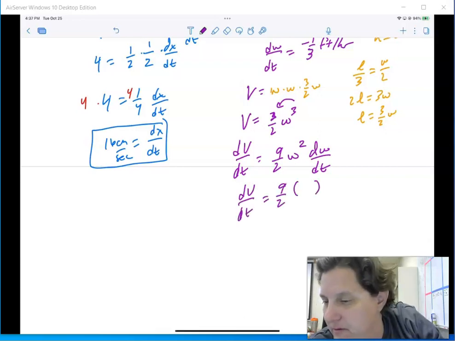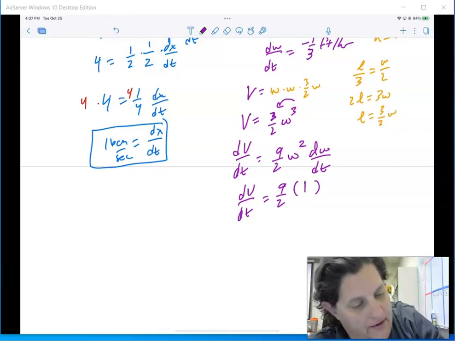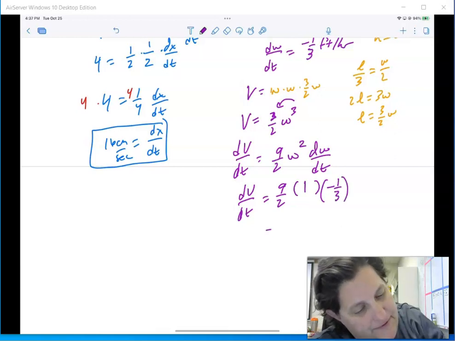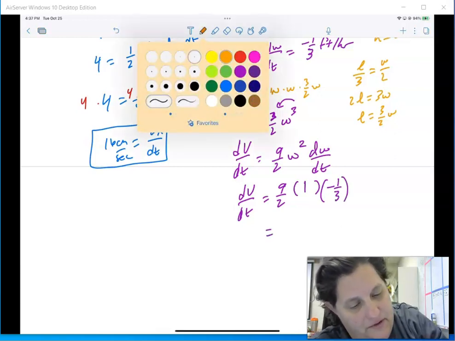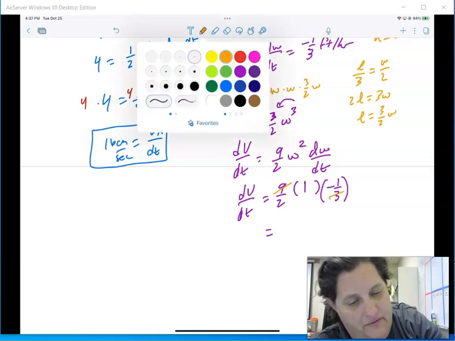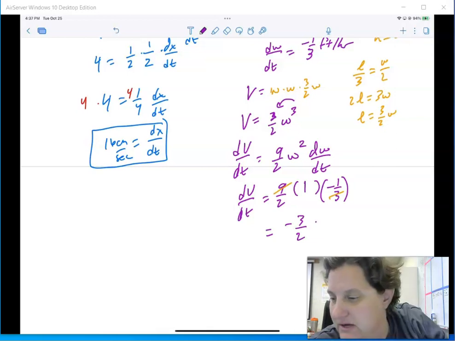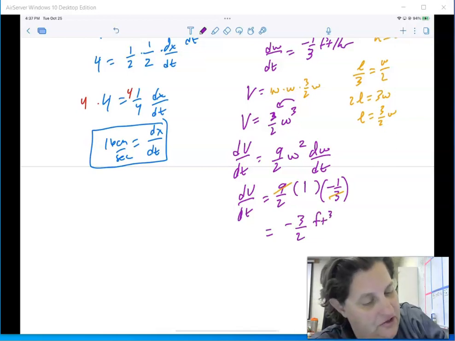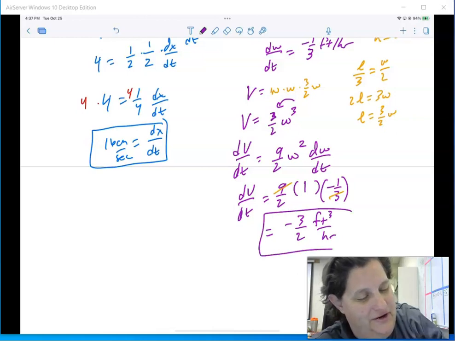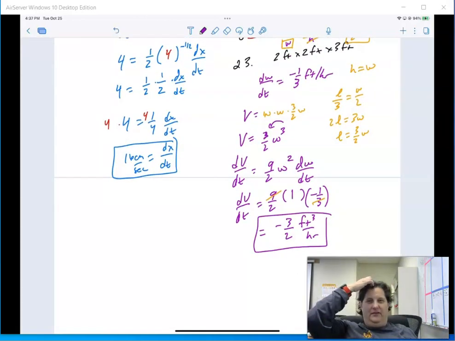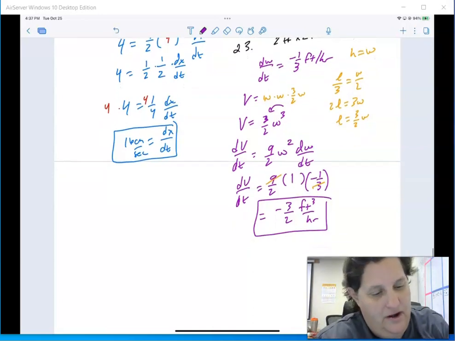It wants me to find the rate of change of the volume when W is 1 and dW/dt is negative 1/3. I'm simplifying, but remember we talked about don't even simplify. Negative 3 over 2, and then it's feet cubed per hour. This is a tricky one. I think this is a little bit hard. Just setting that up, that's a little harder than anything I feel like I would give you right now.